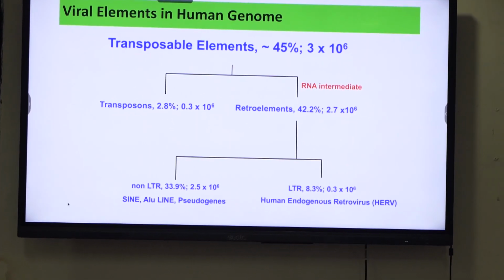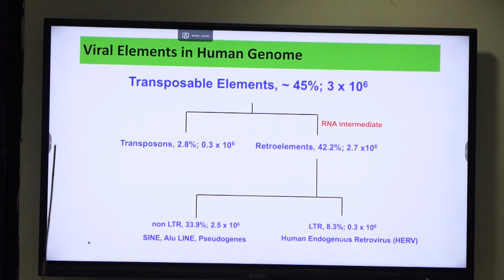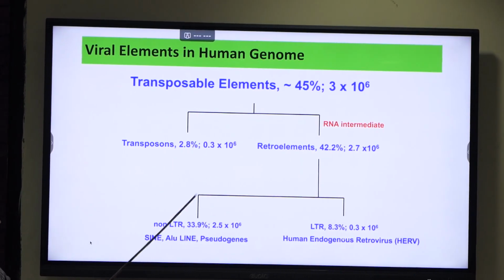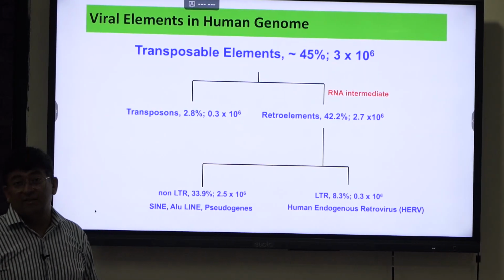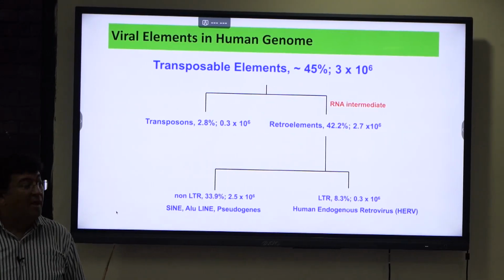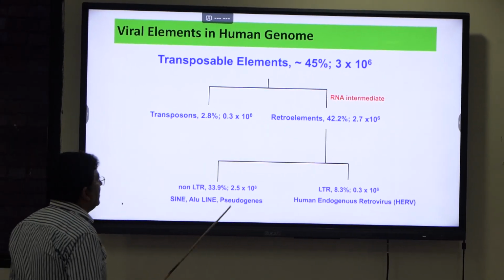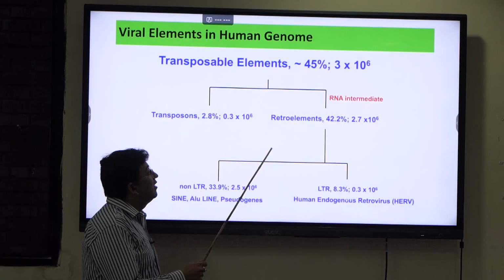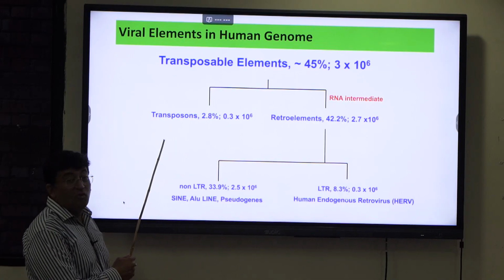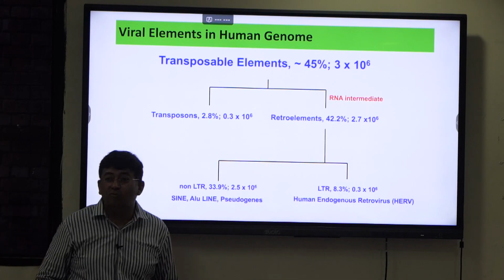Now there are certain transposable elements that transpose from one location to another using RNA as an intermediate, as I described in the previous slide. When this happens, we need to know what these are. They are called retro elements. Here what we said, transposons. Here what I'm saying, retro elements.